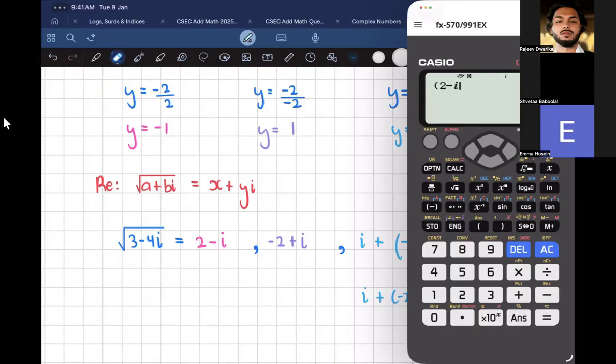Wait, start over. What do we have to do? So, Emma, you want to go on Menu, then press 2 to go into complex mode. Menu is mode on your calculator. Once you're in complex mode, now you can actually work with complex numbers. So you're going to open a bracket, then put 2 minus, and to get i, press ENG. That's this button over here. Then you're going to square it. Now, when I square it, what am I supposed to get? 3 minus 4i. Bam.